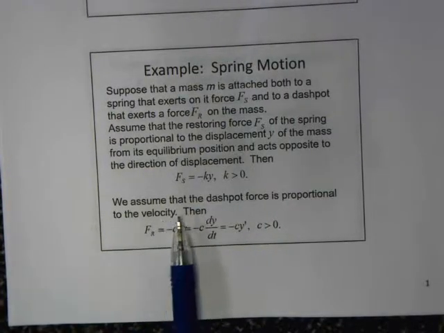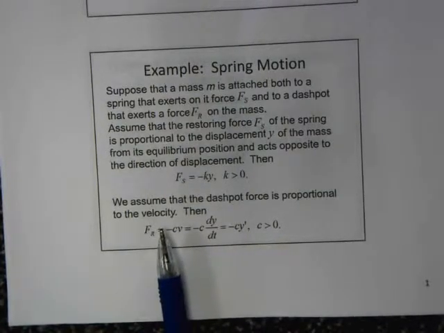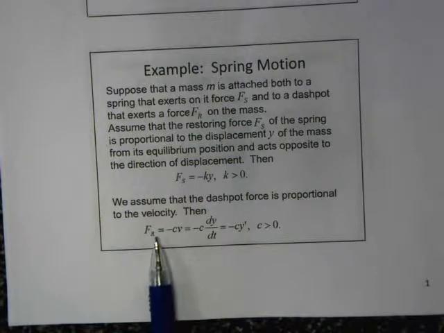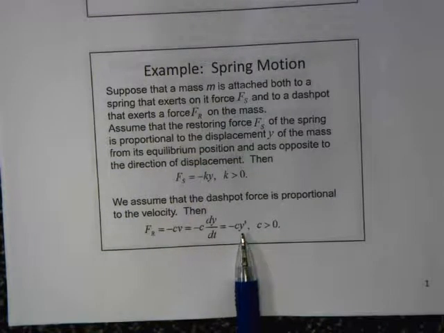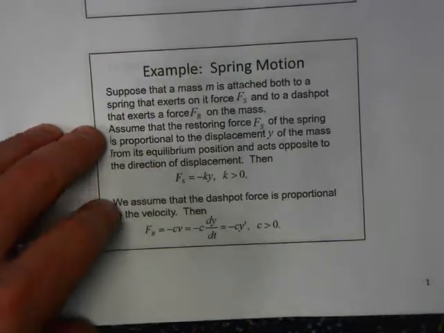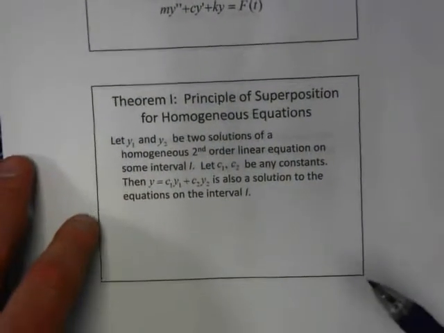Okay, we assume that the dash pot force is proportional to the velocity. So the force from the dash pot depends on how fast the thing is going. The faster it's going, the more force it gives. So the force is proportional to the velocity, which is, of course, proportional to the derivative of position. Velocity is the derivative of position. All right, so in the end, now we go talk to Newton.